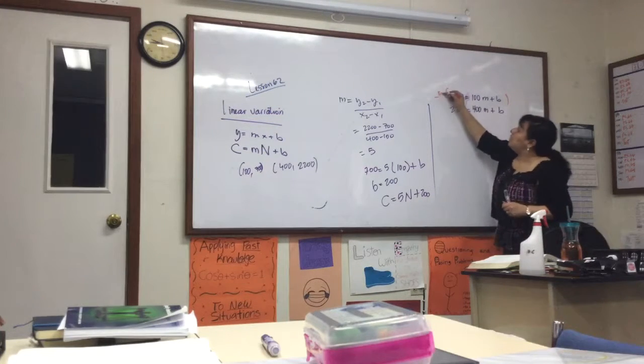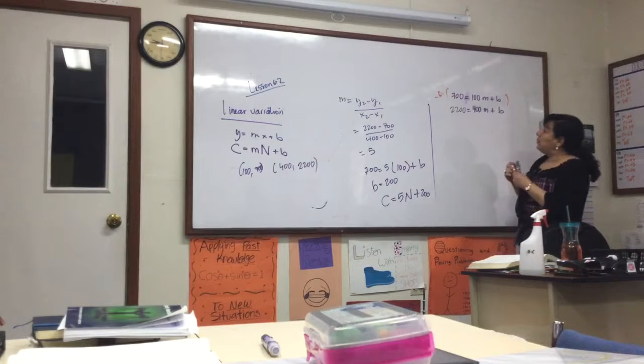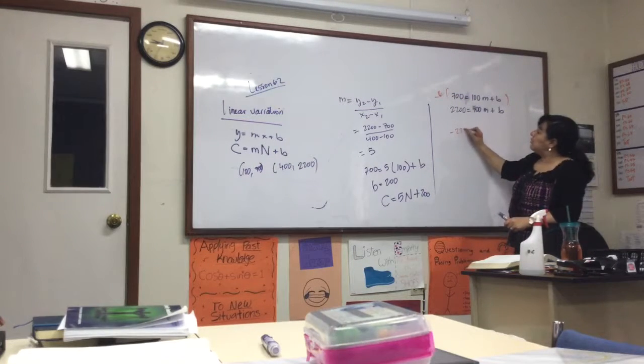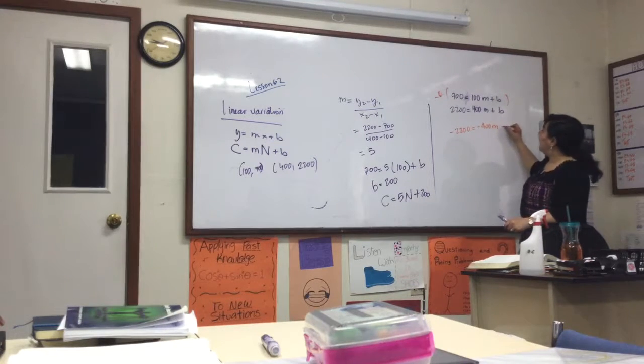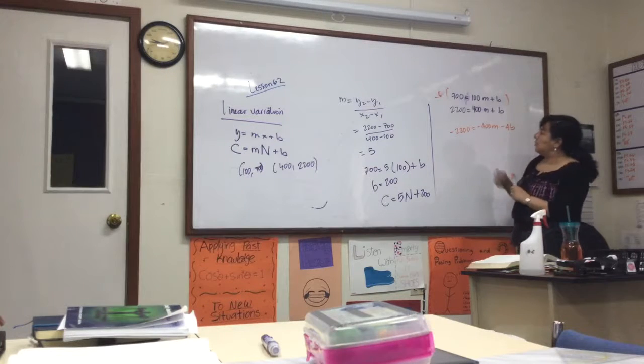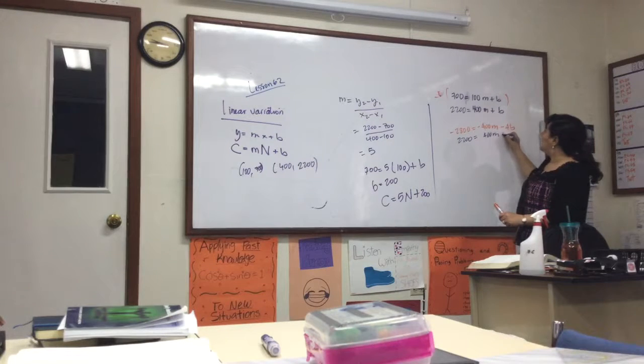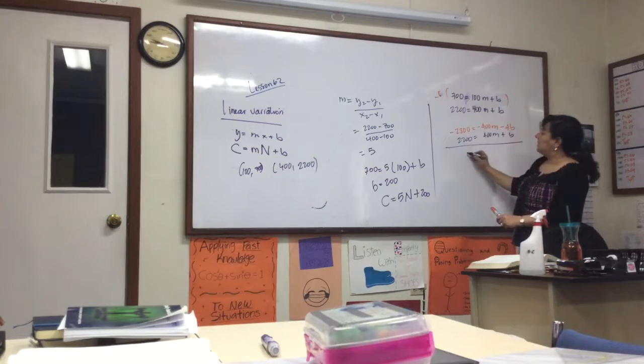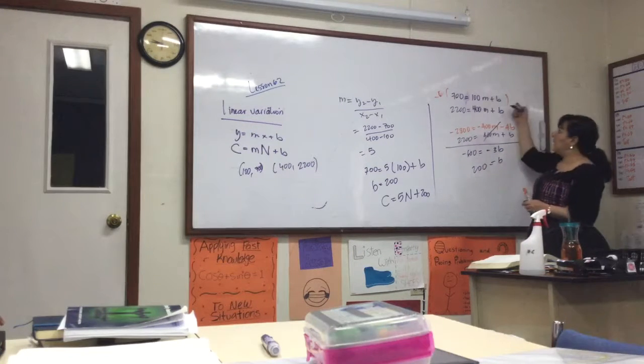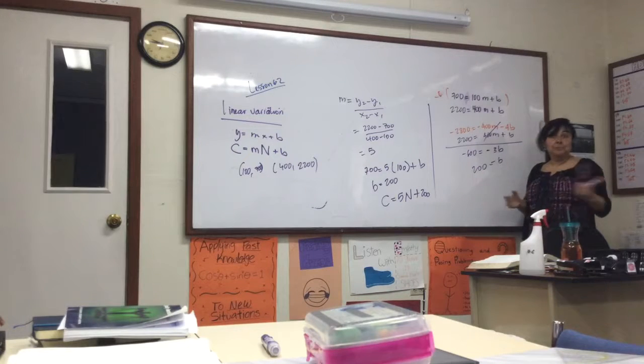Okay, minus 4 here, and that would give me minus 2,800 equals minus 400m minus 4b. Plus 2,200 equals 400m plus b. If I add it, I get negative 600 equals minus 3b. b equals 200. And then you just substitute in one of these and you can find the m. It's another one. So I'm teaching you both ways, okay? Pretty simple?